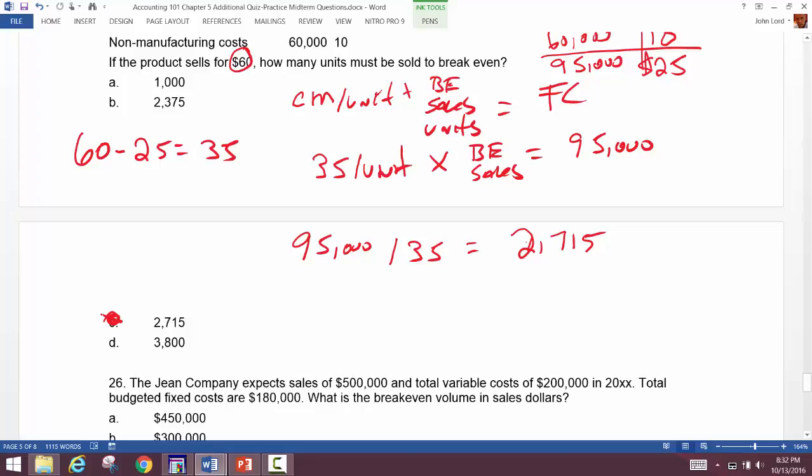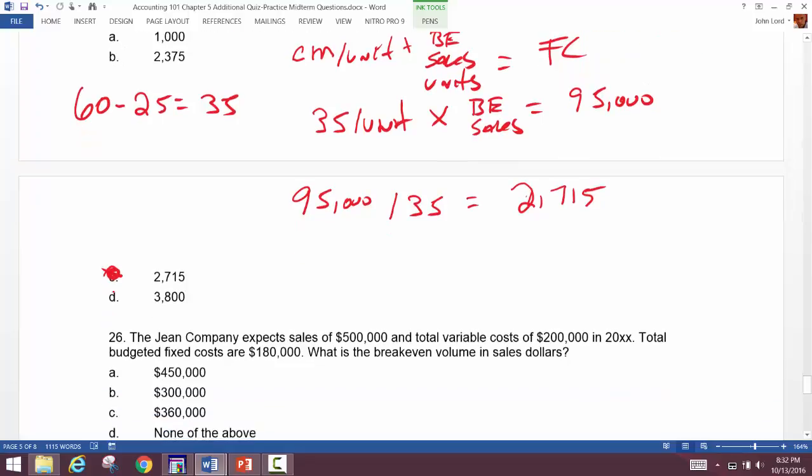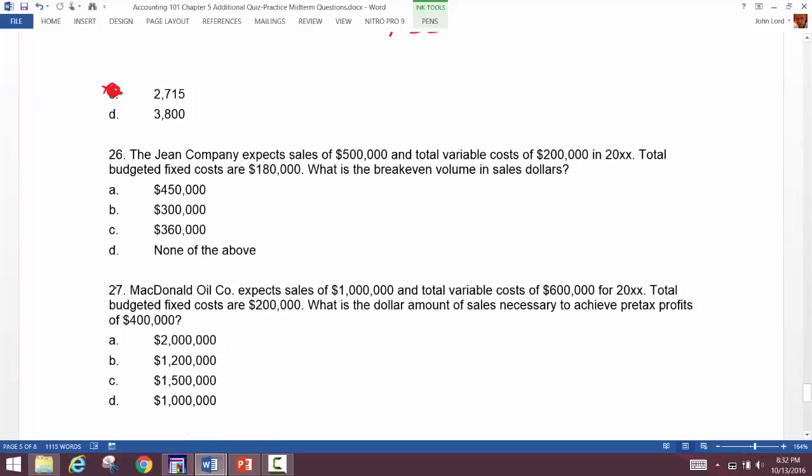Okay. All right, let's look at this one. The Gene Company expects sales of $500,000, total variable cost of $200,000, budgeted fixed costs are $180,000. What is the break-even volume in sales dollars? If they're asking me for dollars, I know I need what? Contribution margin ratio. Can you give me the contribution margin?